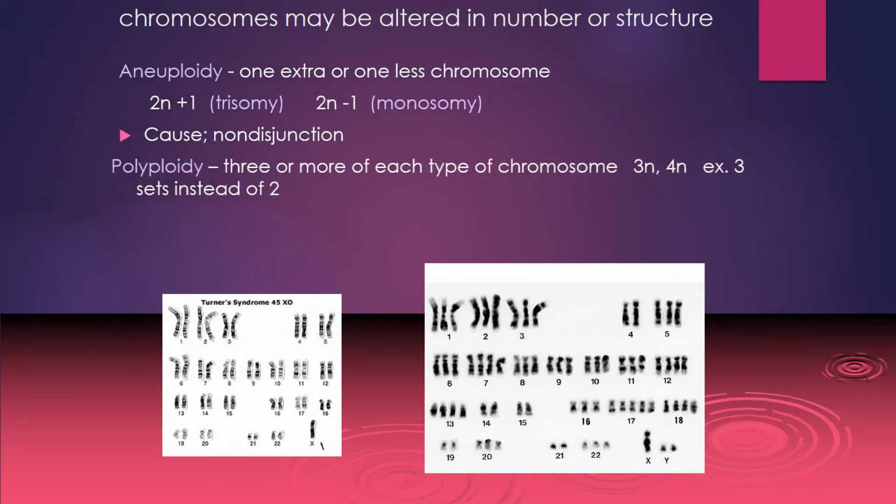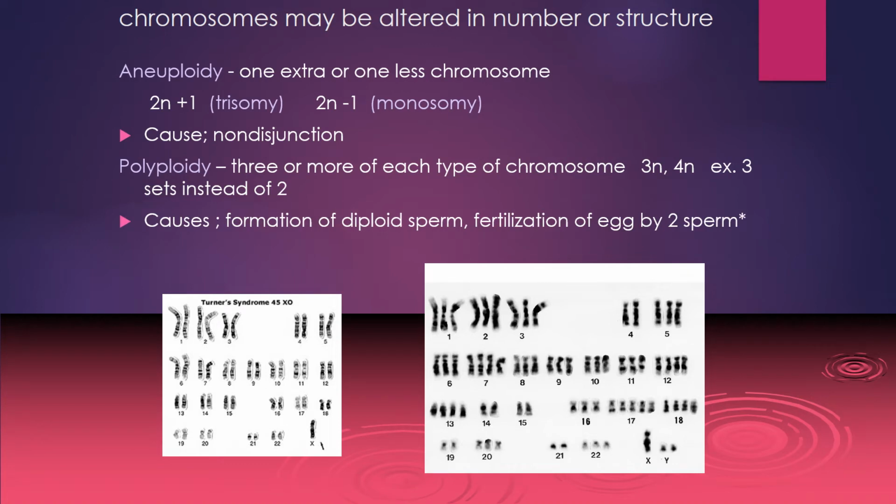So what I want to talk about is alterations in either the number or the structure of a chromosome. The first one is termed aneuploidy, which is the term for one extra or one less chromosome than you should have. We should have 46 chromosomes, and if we had 47, that would be termed trisomy. So it would be 2n, our diploid number, plus one additional chromosome. Monosomy would be the term for 2n minus 1, so actually 45 chromosomes. The cause of this is non-disjunction, and we'll look at that in just a minute.